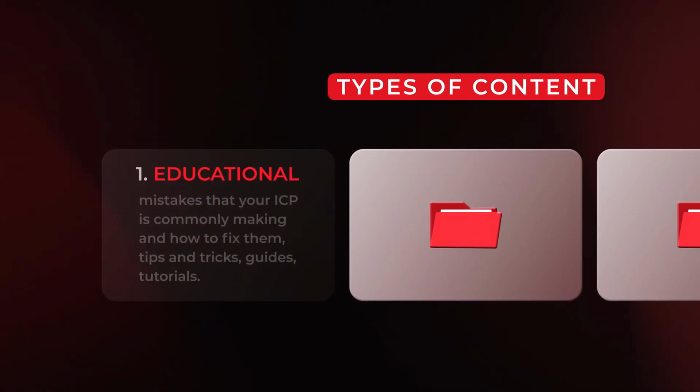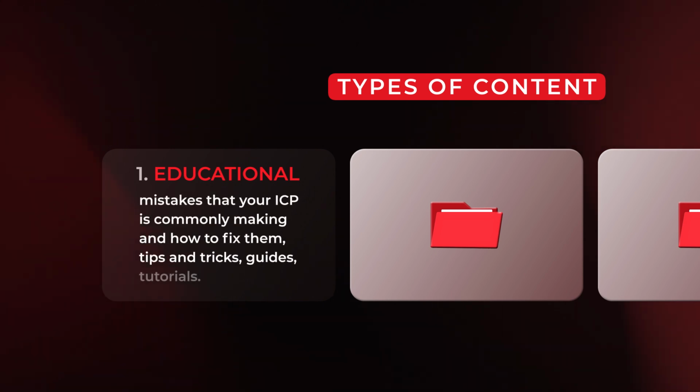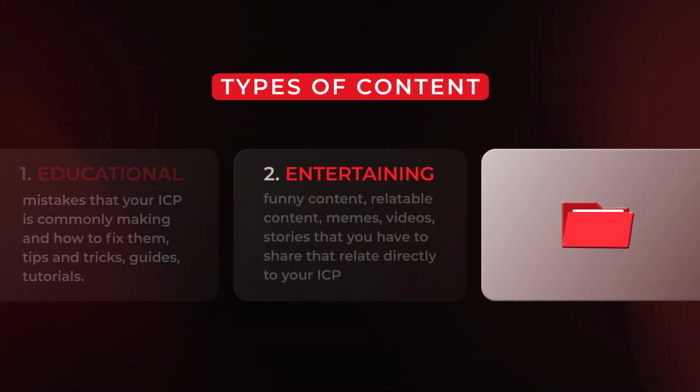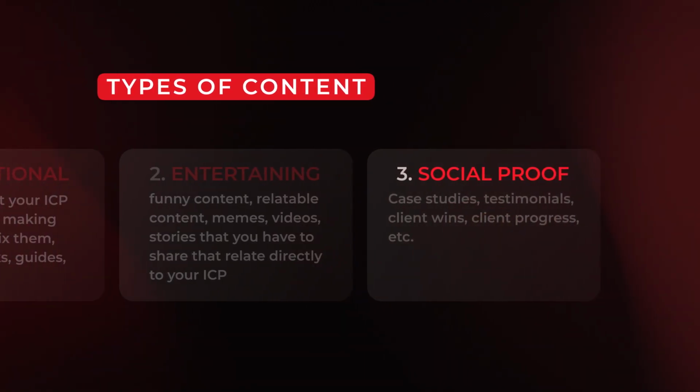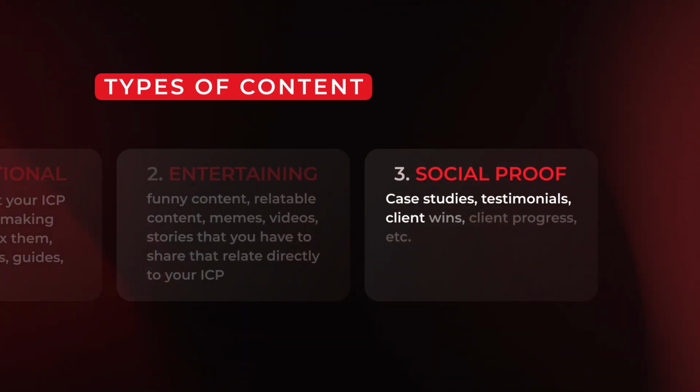So I recommend posting 3 types of content. First is educational content. These are typically mistakes that your ICP is making, how to fix them, tips and tricks, guides, anything that you will feel will be useful for your ICP. Second is entertaining content. Anything that's funny, relatable, any memes, videos, any stories that you can share that relates directly to your ICP that either puts a smile on their face or makes them want to engage with your content. And lastly, number 3, social proof content. Case studies, testimonials, client wins, client progress. This shows that you're actually working with clients, getting them results, and solving their problems. They're going to see that you are the expert and you can actually help them solve their own problems.